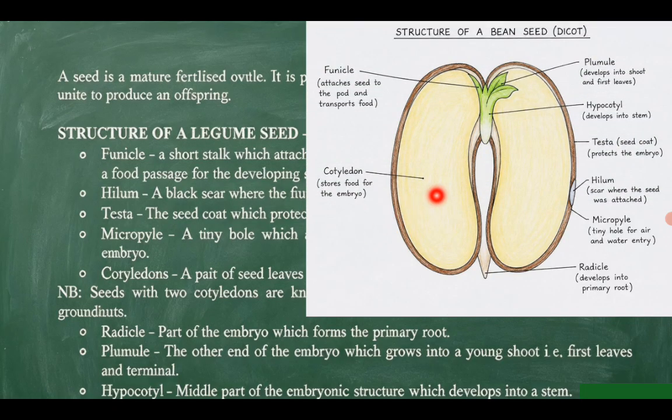So this is cotyledon, this one. There are two of them. So when you split open a seed, you see these two. The use of the cotyledon is to store food for the embryo, for the growing plant.